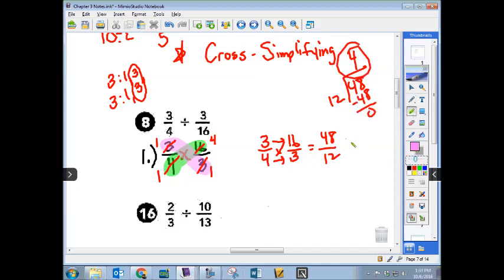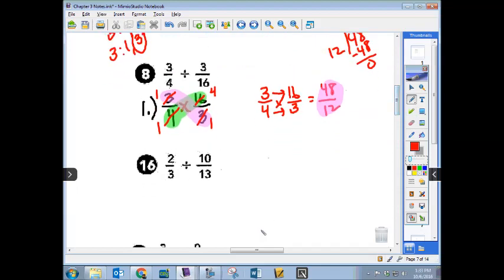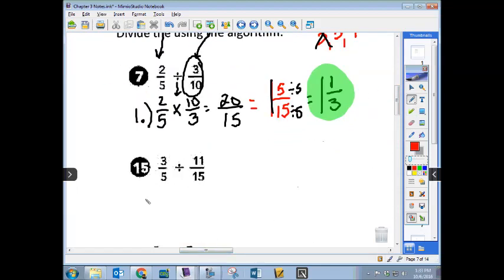So my thing is, would you rather cross-simplify with numbers like 4 and 16 and 3 and 3, or would you want to worry about simplifying 48 over 12, okay? The cross-simplifying is intended to help you, so let's do another. Okay? So this would be a one-stepper. Again, it's only one step because it is already in fraction form. So division is just, that number stays the same, multiplication by the divisor's reciprocal.